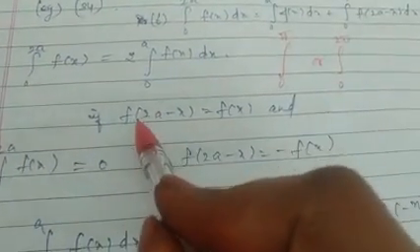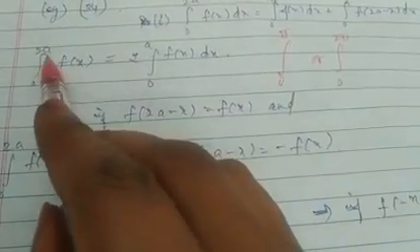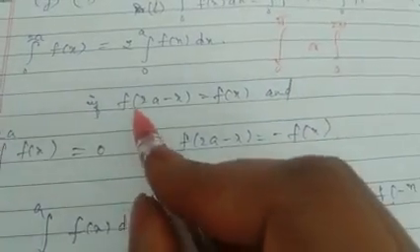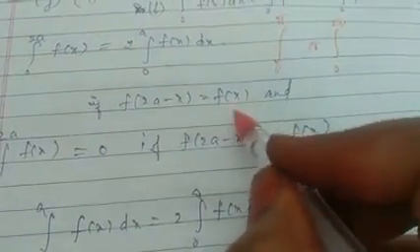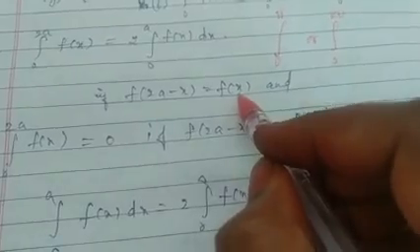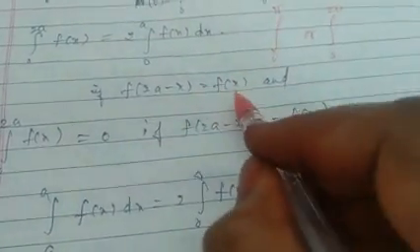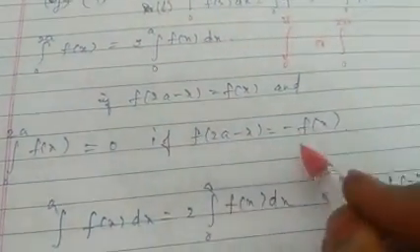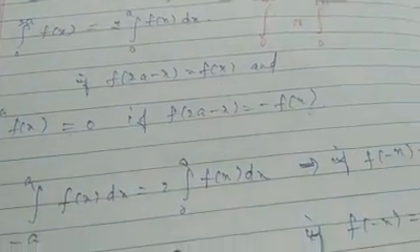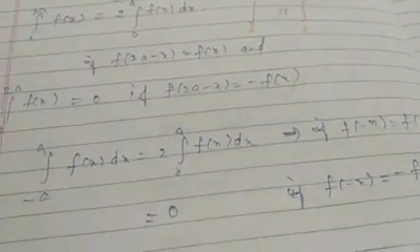That is, if you are assuming f of x, and in the place of x you are writing 2a minus x, where 2a is the upper limit, and if you are getting the same f of x, then the integral is changed to 2 times integral 0 to a f of x dx. If it is the negative, that is f of 2a minus x is equal to negative of f of x, then the integral value becomes 0 directly. You can write it.